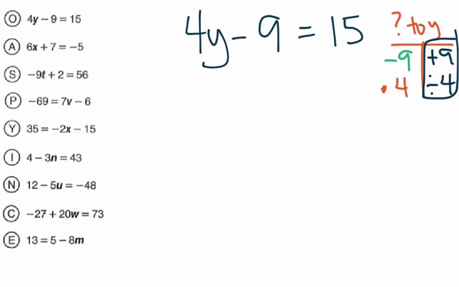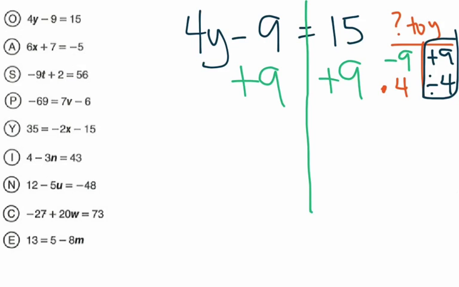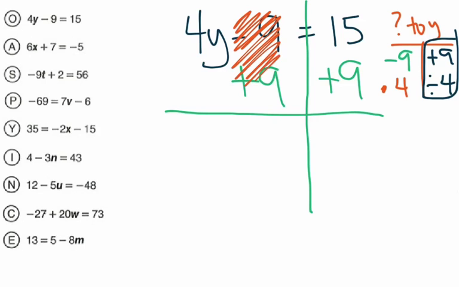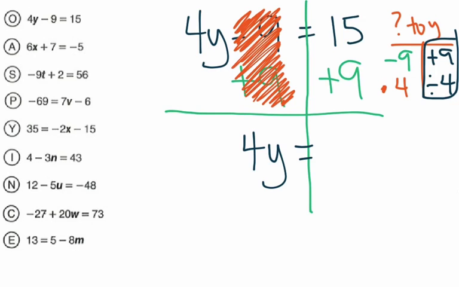So we're going to add 9 to both sides. I'm going to draw my line. I'm going to add 9 to the 9 and to the 15. These 9s go away because a negative 9 and a positive 9 become 0, so they won't be there anymore. And I'm left with 4y equals 15 plus 9. Well, 15 plus 9 is 24.